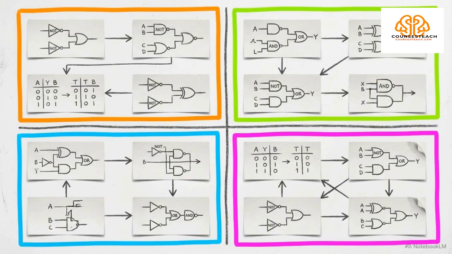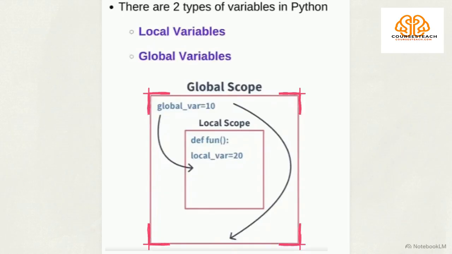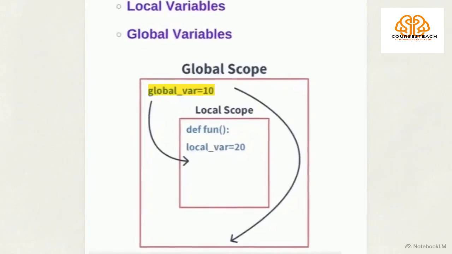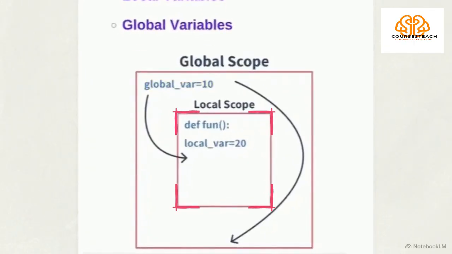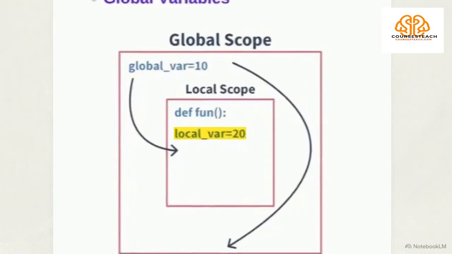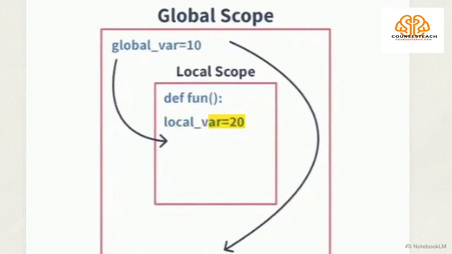To keep these labels from clashing, Python uses boundaries called scope. The outer boundary shown here is the global scope. A global variable acts like a public announcement. It's accessible everywhere throughout your entire program. But inside that, we have the local scope. A local variable is restricted entirely to the specific function where it was created. It's hidden away from the rest of the code.